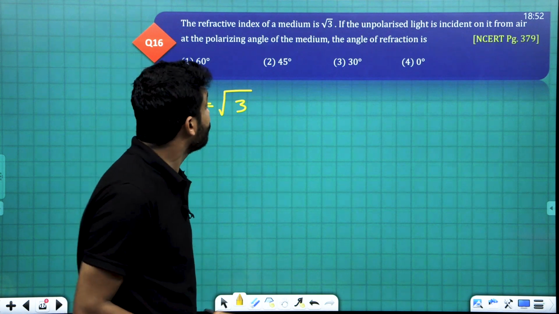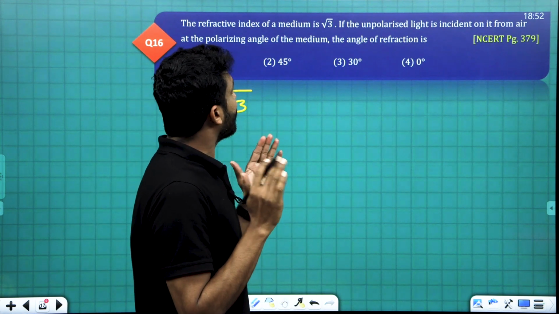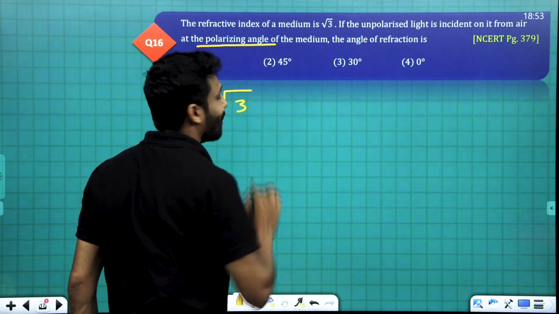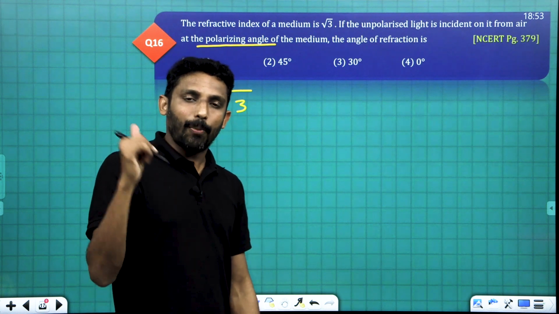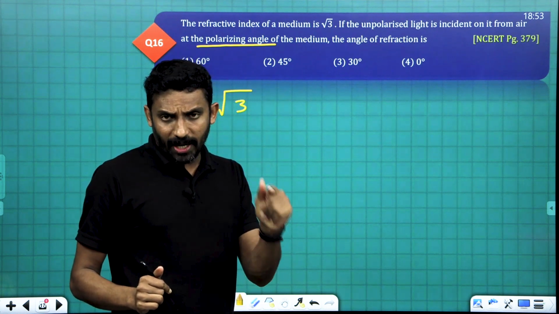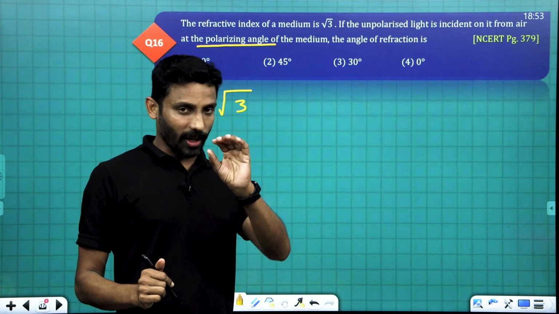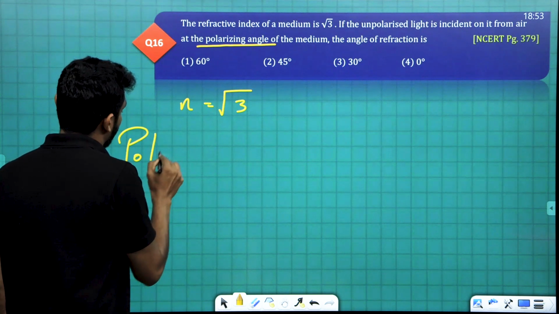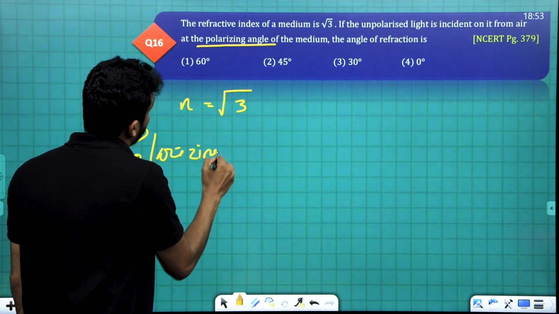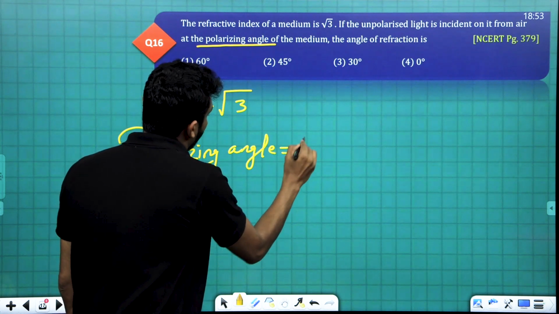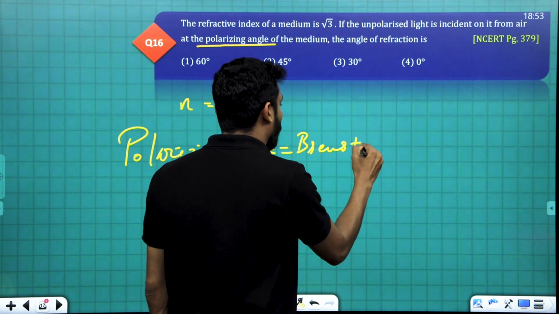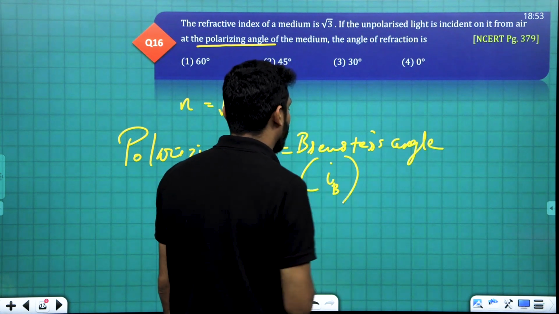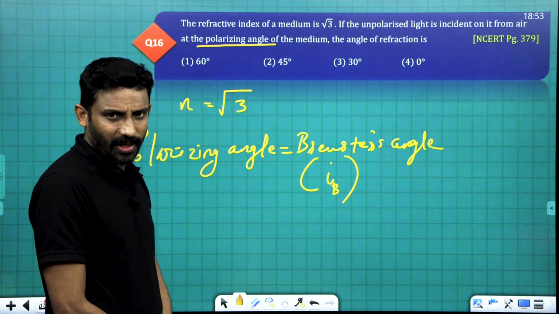The next: the refractive index of a medium is root 3. If the unpolarized light is incident on it from air at the polarizing angle. The unpolarized light is incident on a medium at the polarizing angle. Polarizing angle is also known as Brewster's angle. You studied it. Polarizing angle is the Brewster's angle, and here is Brewster's law, you studied it. Brewster's angle IB.